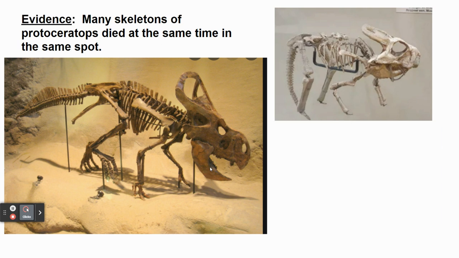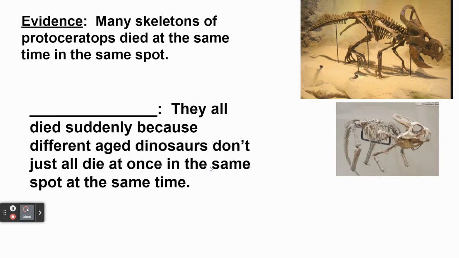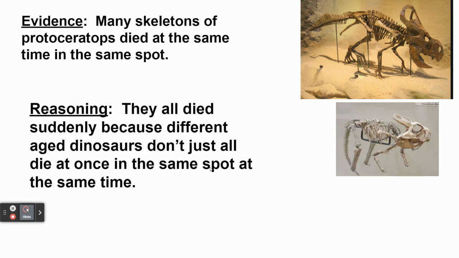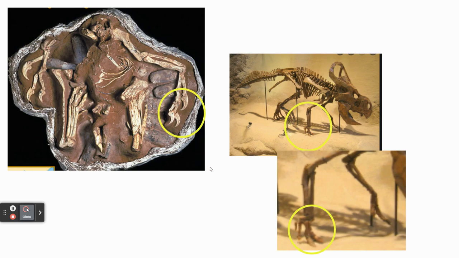That's their evidence, that many skeletons of Protoceratops were there at the same time, right? They had many different types. And their reasoning, they all died suddenly because different age dinosaurs don't just die all at once in the same spot at the same time. The reason they must have died suddenly. They actually had lots of evidence in the rocks, too, about the sandstorm and the timing and all of that.